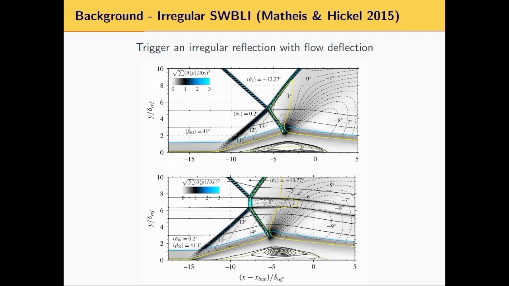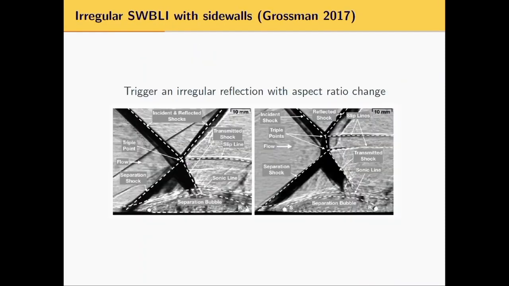But this case was not considering sidewalls at all, so it was a completely periodic condition in the span direction. But we do think that there is an influence of the sidewalls on this as well. So this is a wind tunnel project done at Imperial, which, by basically keeping the same flow deflection angle and the same Mach number, they're able to trigger a Mach reflection just by varying the height of the tunnel. And so by effectively increasing the aspect ratio, you do get a transition there to Mach reflection.